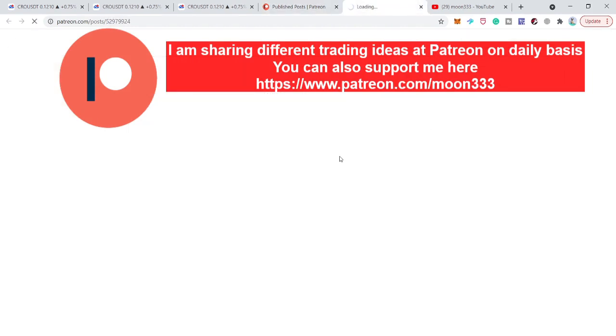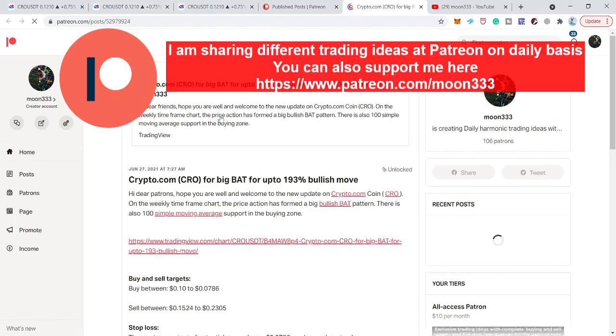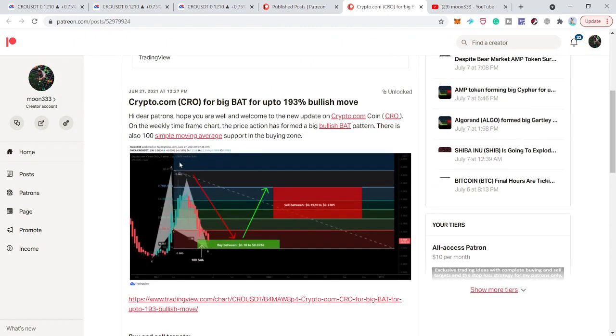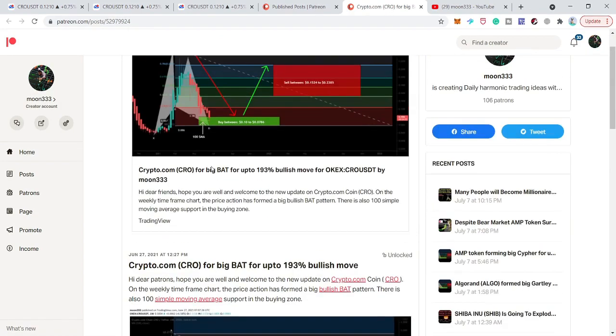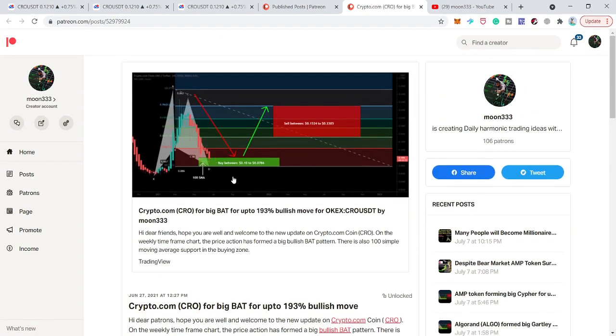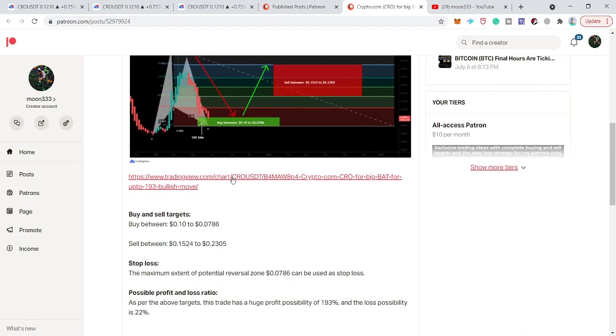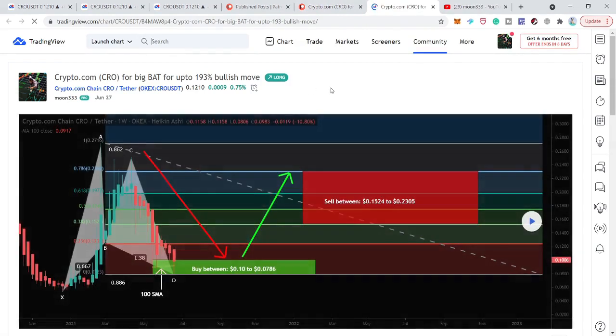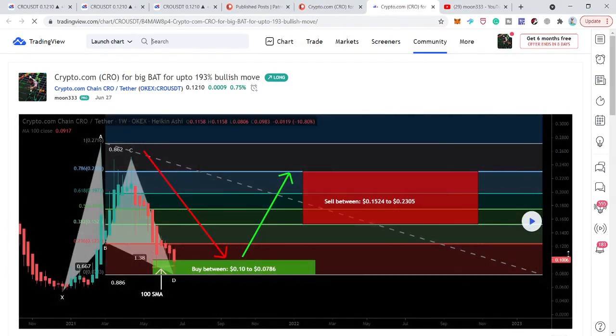Okay, let's have a look at this chart that I shared on 27th of June. You can see the price action had just entered the buying zone of this harmonic bullish reversal bat pattern. Let me play the chart. At that time, you can see that the price line was moving at 10 cents.